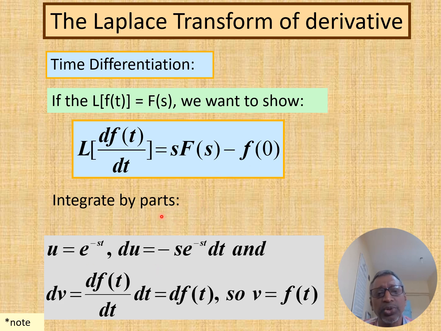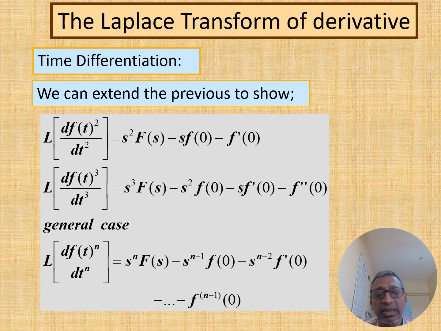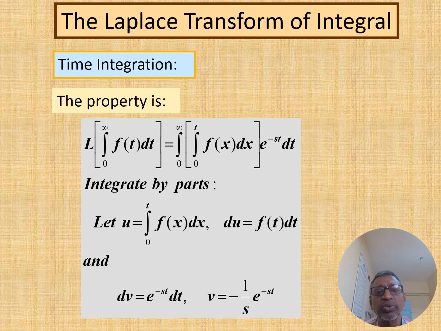So this can be easily shown. And the next thing is, this is the proof part. We need not worry about the proof, and it can be continued like this. So in general, we can show that L of d^n f(t) by dt^n is equal to s^n F(s) minus s^(n-1) f(0) minus s^(n-2) f'(0), and so on, up to f^(n-1)(0). So this is the result that we have to use.